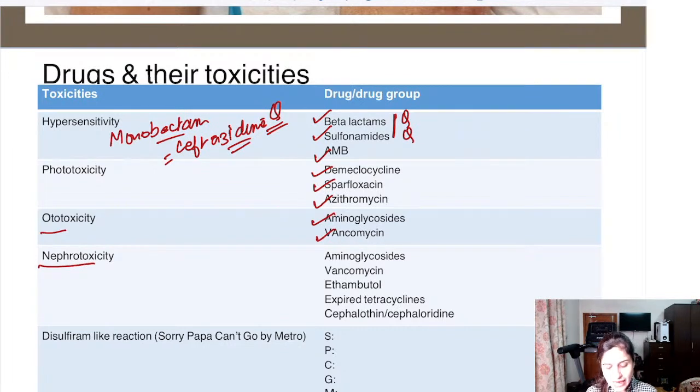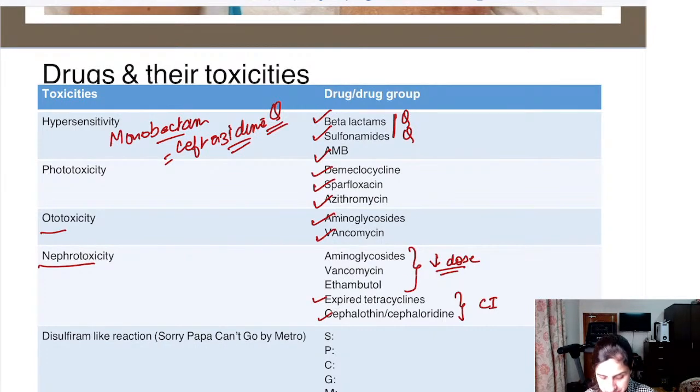Nephrotoxicity. Now, aminoglycosides, vancomycin or ethambutol. These three drugs, you need to decrease the dose. Okay? Whenever there is a patient of renal failure or there is a decrease in the creatinine clearance, you have to decrease the dose of these three drugs. While the last two, they are contraindicated as such. Expired tetracyclines, as they say, cause Fanconi syndrome, okay? So they can cause total shutdown and failure. So expired tetracyclines, cephalothin, cephaloridine, contraindicated in renal failures.